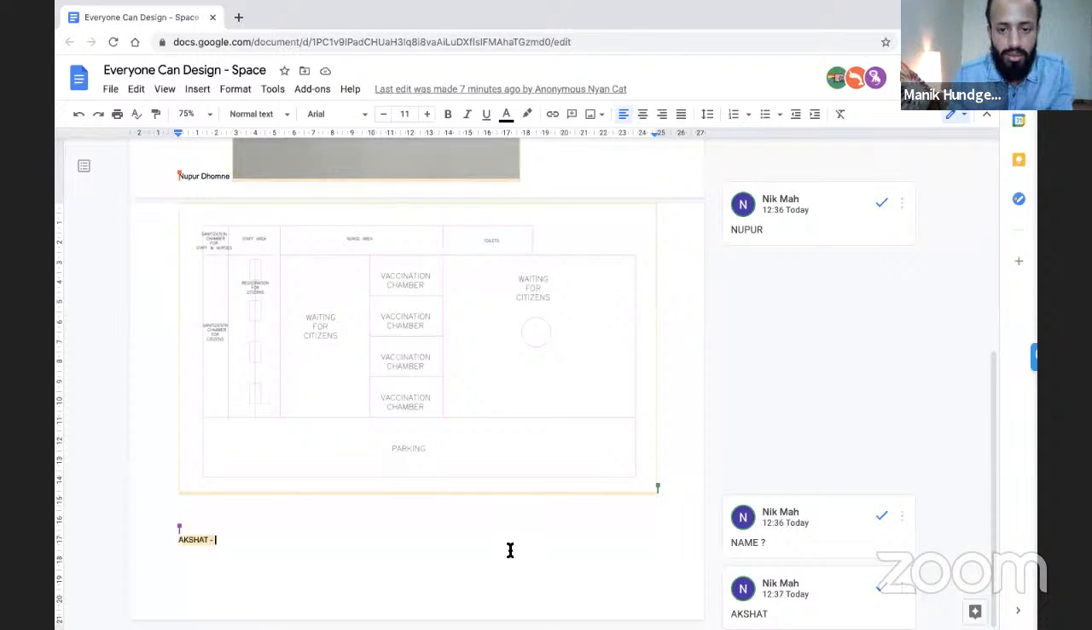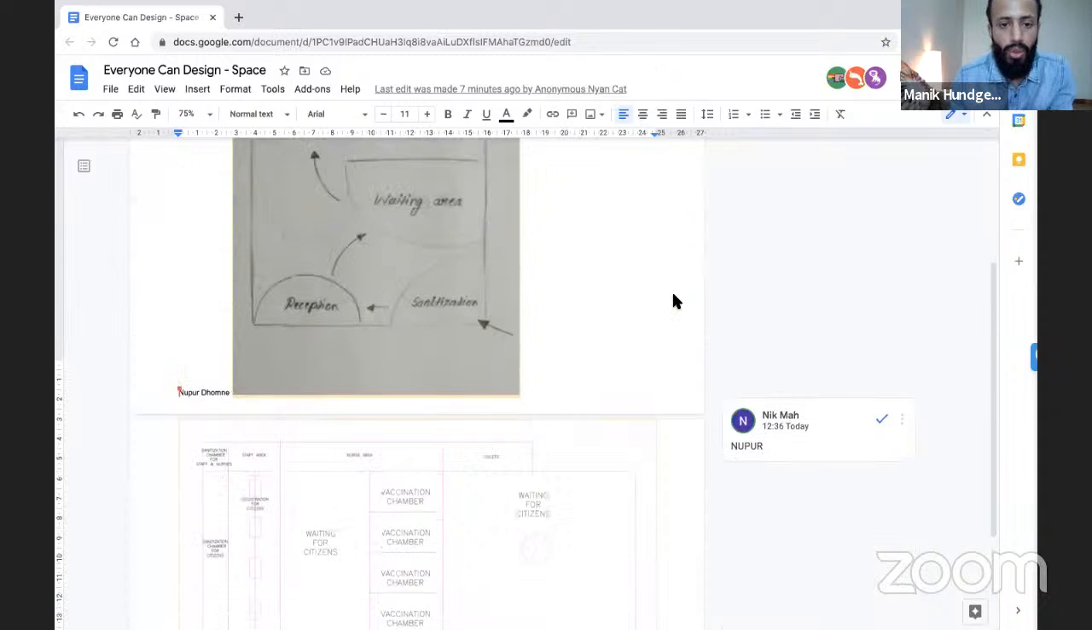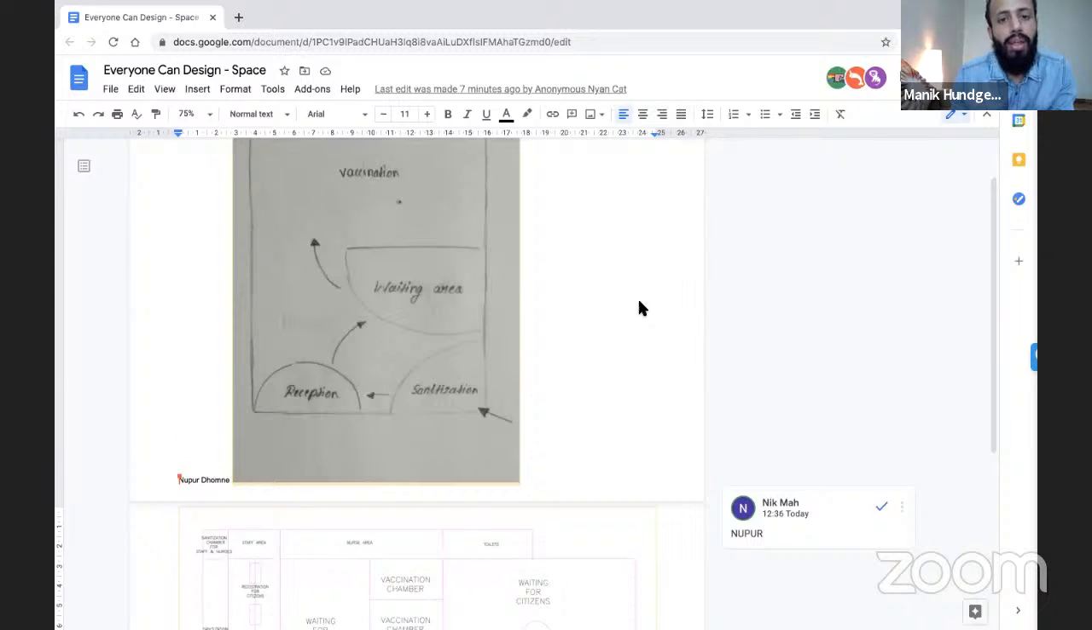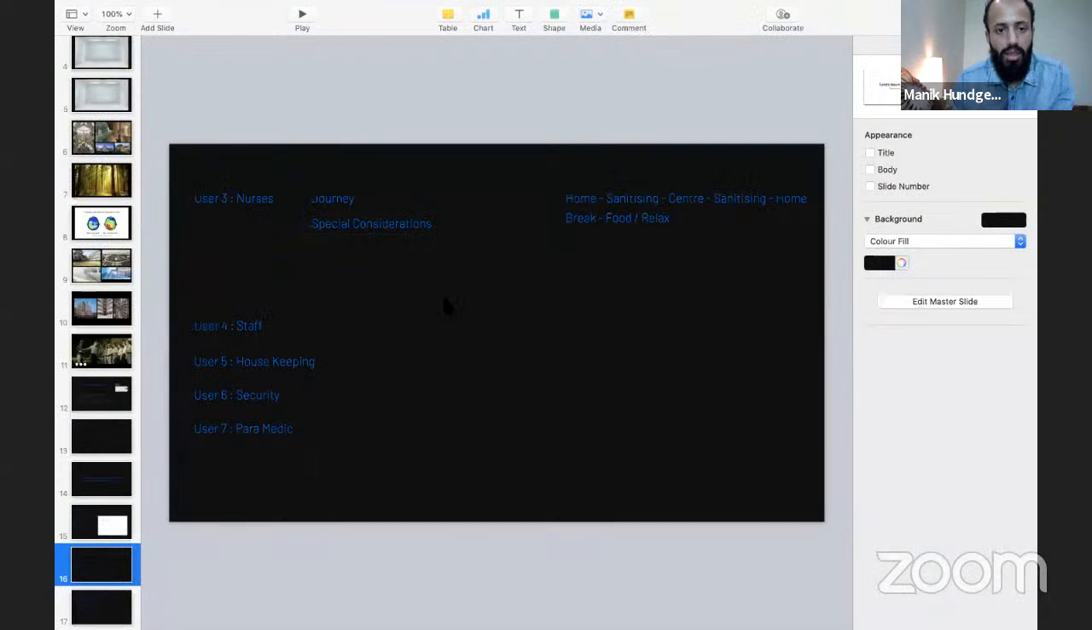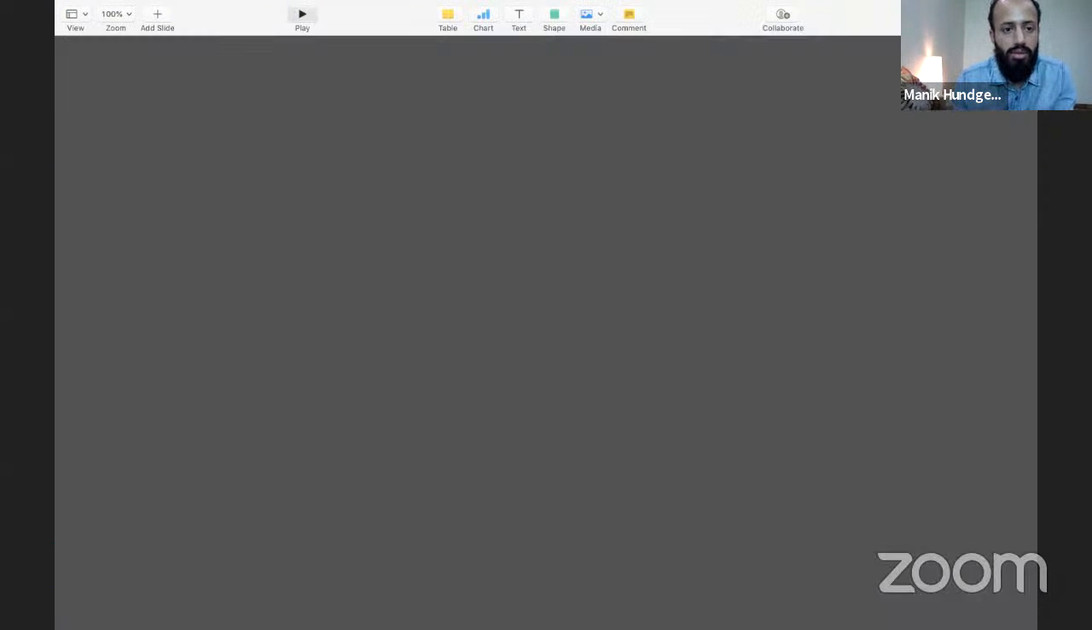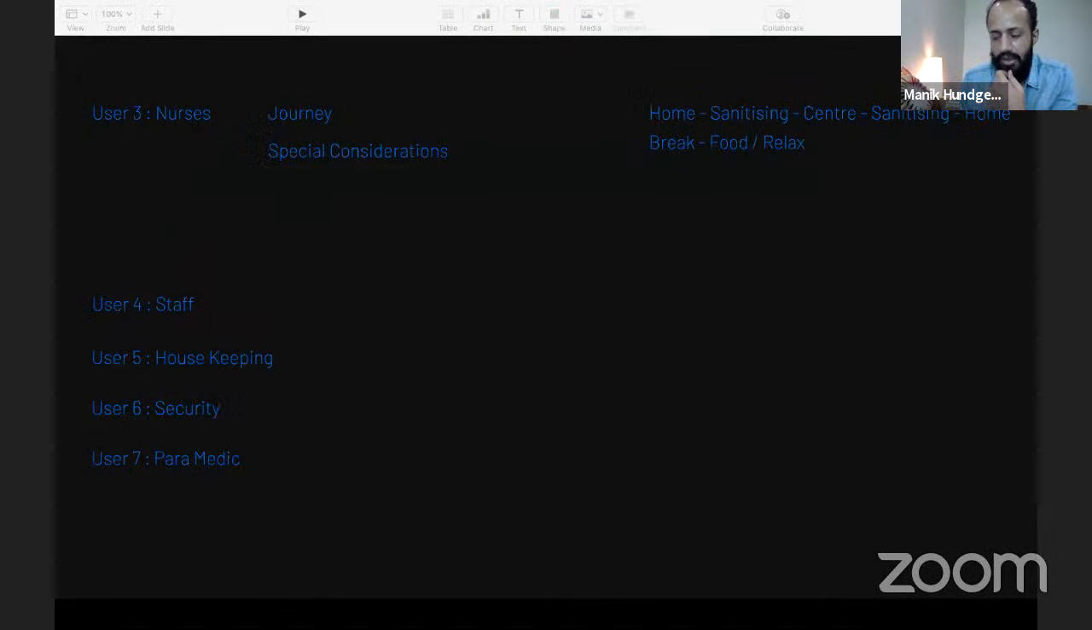So guys, this is our idea that we have captured from looking into the journey of one user, right? And so let's go back and let's look at what is needed for our other users. Right. So the other users that we are looking at are basically the nurses, and they have a journey. They could have special considerations, right?